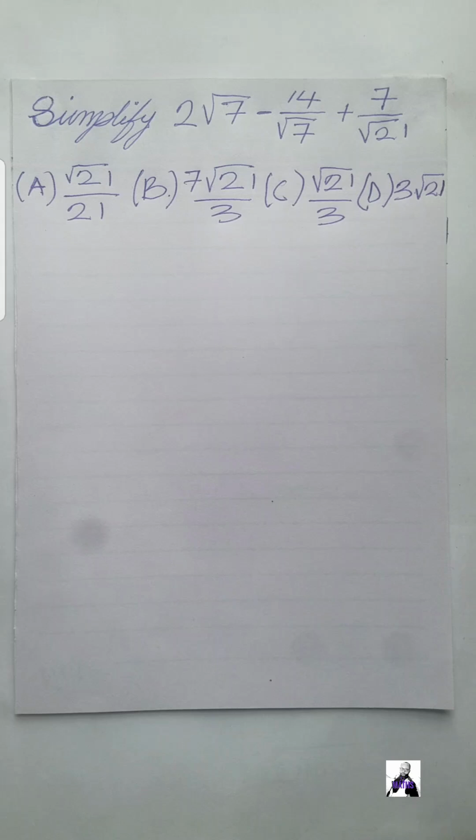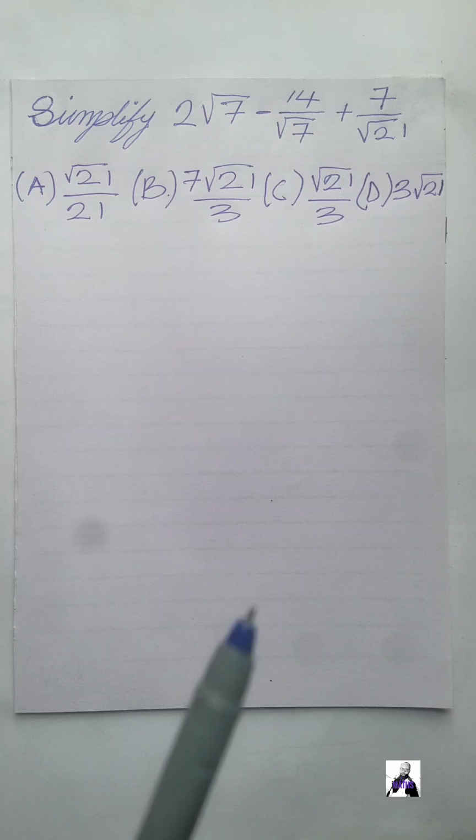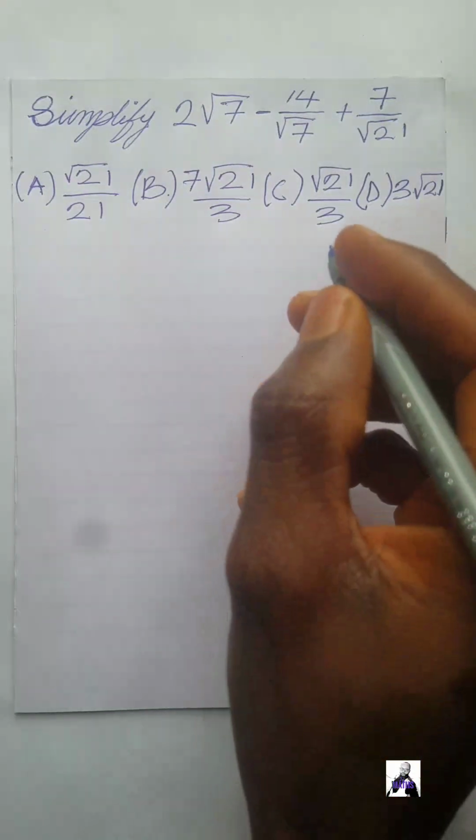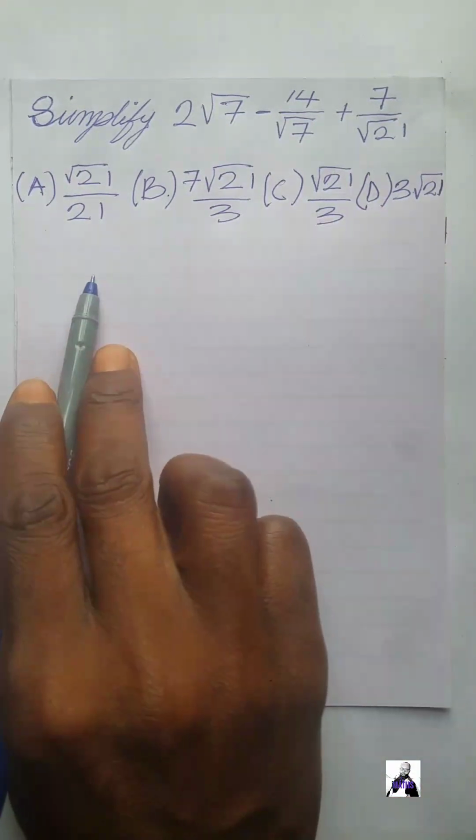Simplify 2 root 7 minus 14 over root 7 plus 7 over root 21. Now I'm seeing this is odd, but I'm also seeing fractions. In fact, it's more of a fraction problem than a surd problem. First, let me copy it down here.